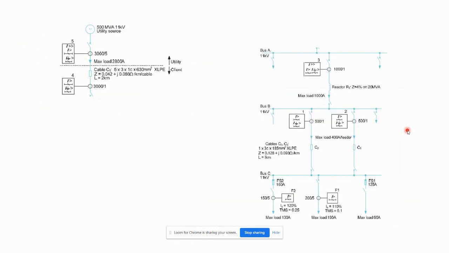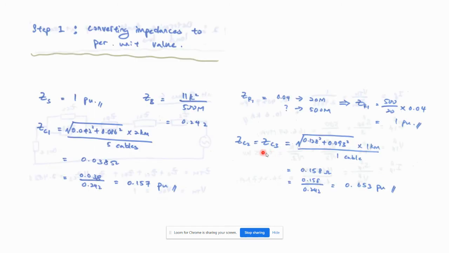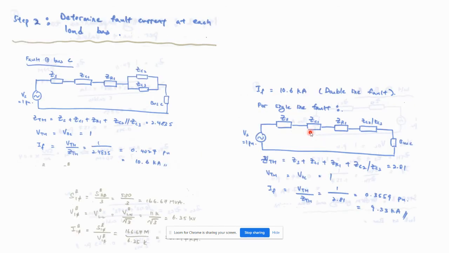And then you go on by doing the conversions for ZC2 and ZC3. So this is 1 cable, only 1 cable, because 1 multiply something. And this is the impedance on a per kilometer basis, and the length is 1 kilometer. Therefore, multiply by 1, take the magnitude, divide by 1 to get ZC2 and ZC3 as such. And then take this, divide by the Z base, you get this value. All right, so this is fairly straightforward, right? We are just converting all the impedances into per unit first.